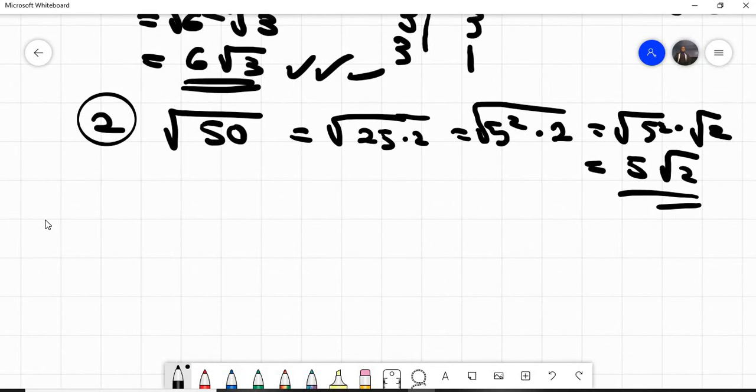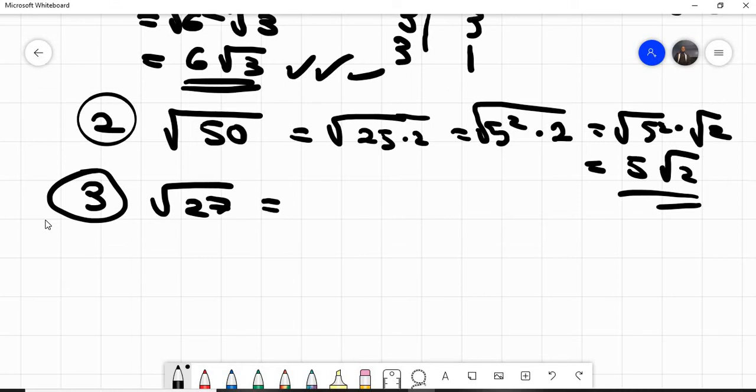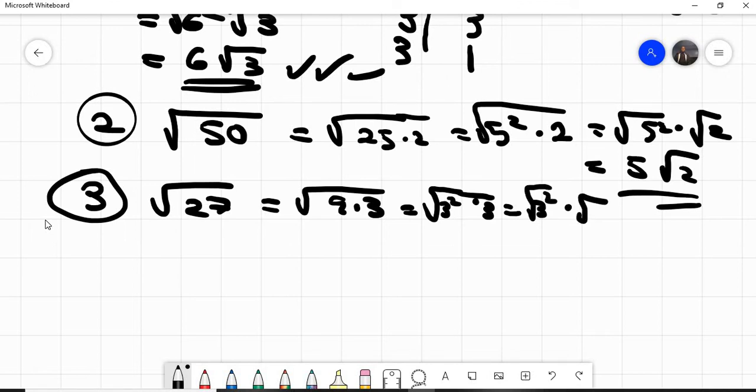Our third example, we're given the square root of 27. So this one we know 27 comes from 9 times 3, and then 9 comes from 3 squared, so it's the square root of 3 squared by itself times root 3. And the square root of 3 squared is going to be just 3. 3 root 3 is the final answer. That's the correct answer.